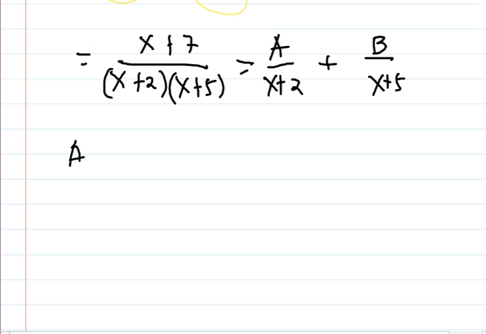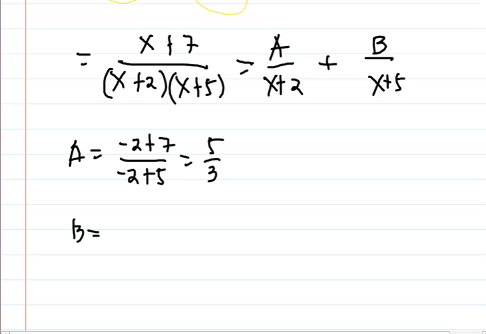So A will be equal to negative 2 plus 7 all over negative 2 plus 5. So this is equal to 5 all over 3. I will go straight to it so that you become familiar with how it is done.